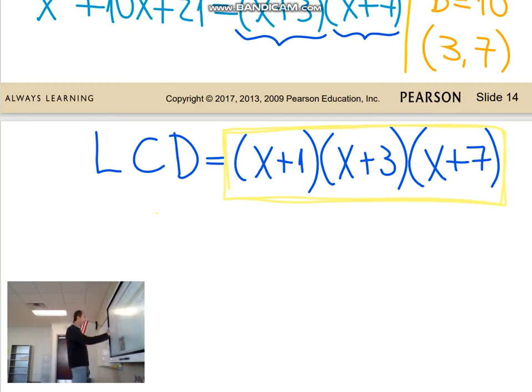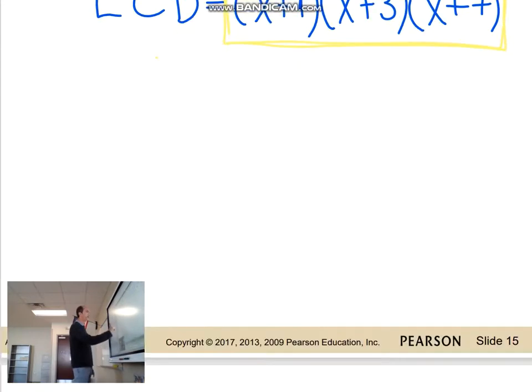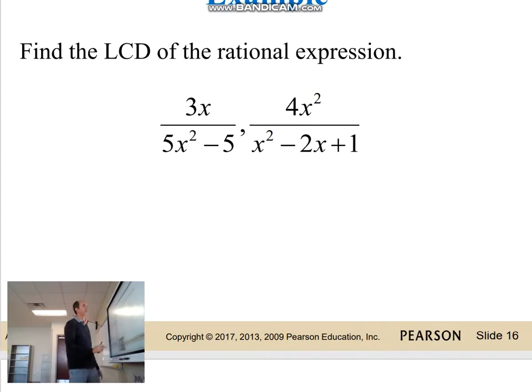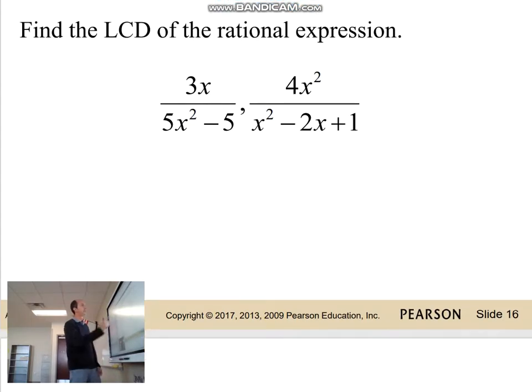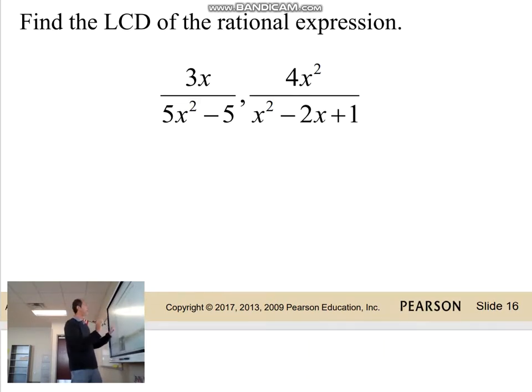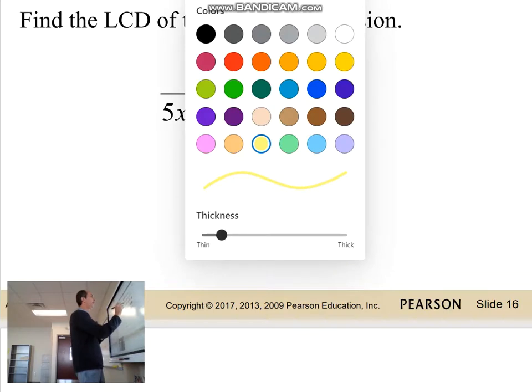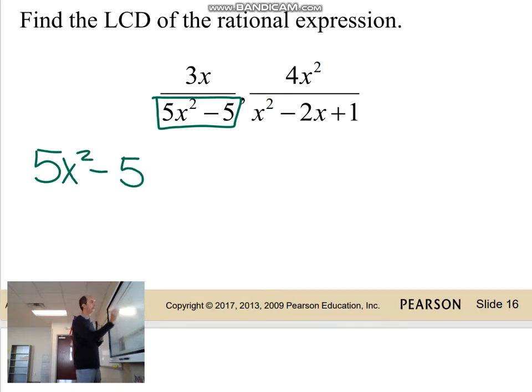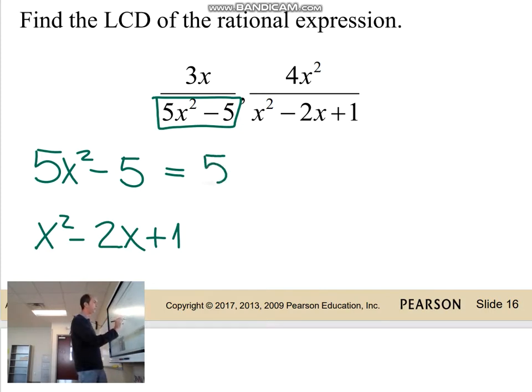All right, now we have another example. Find the least common denominator of these rational expressions. And forget about the numerators right now, focus on the denominators. So the denominators that we have here are 5x squared minus 5, and another one is x squared minus 2x plus 1. For the first denominator, we can factor out 5, right?